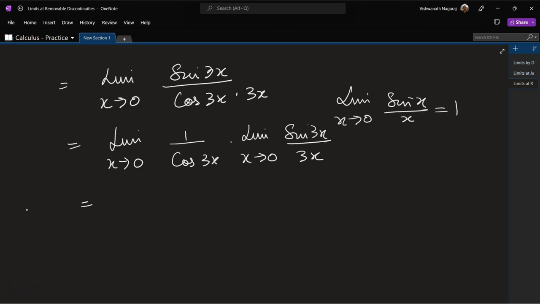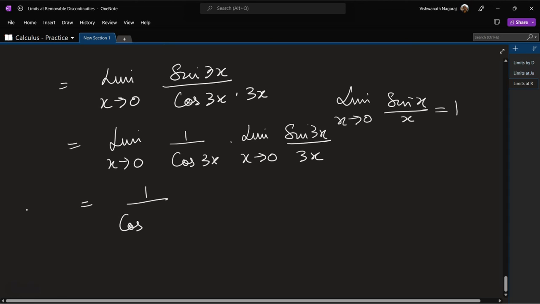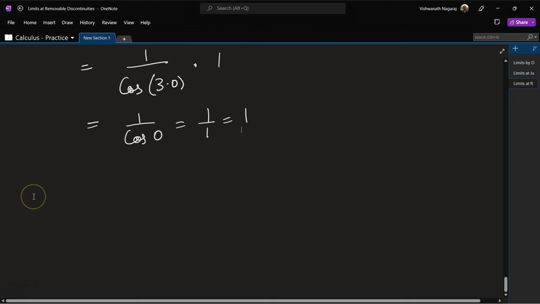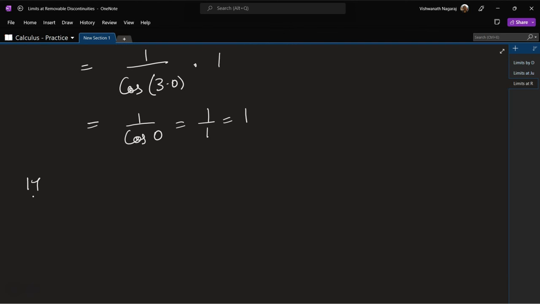Now here we can do direct substitution. Cos 3 times 0 times this is 1. So this would be 1 by cos 0, which is equal to 1 by 1, which is 1. Okay, let's do the next one. 17th one. Limit as x approaches 0 of 1 minus cos x by x.